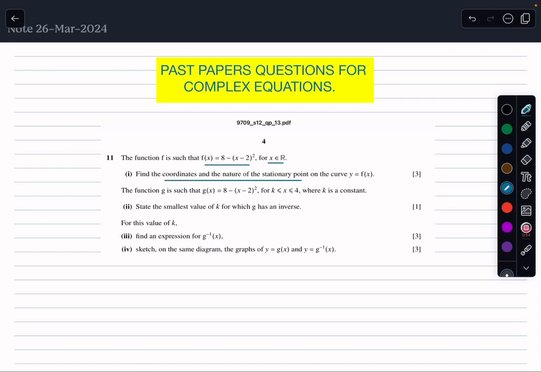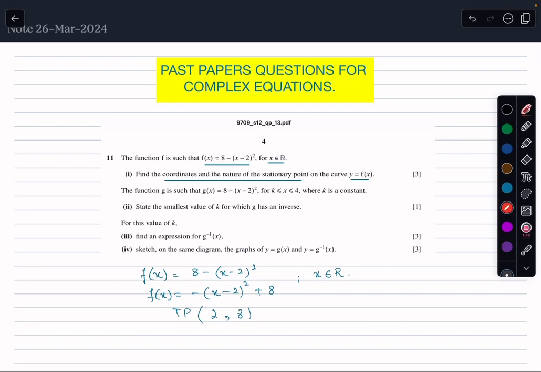We need the coordinates as well as the nature of the stationary point on the curve y equals f(x). So to solve this part, we know that the function f(x) has been given as 8 minus (x minus 2) the whole square, for x belonging to all real numbers. If I just rearrange, the coefficient outside the quadratic is a negative 1. Therefore, for all negative quadratic functions, the nature needs to be a maximum. And as this function has been expressed in completed square form, we know that the turning point has to be (2, 8) here.